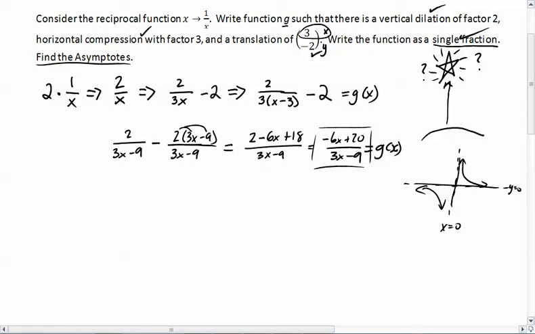What will affect your vertical asymptote is moving it left and right. So if it has shifted to the left, or sorry, to the right 3 spaces, it's going to take that vertical asymptote and shift it 3 spaces as well. So my new vertical asymptote will be at x equals 3.